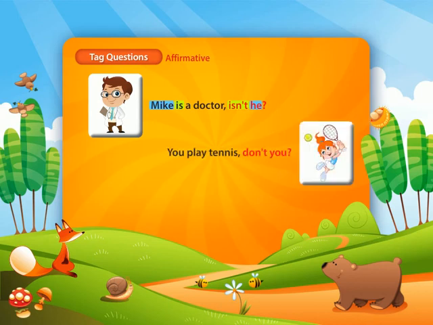Second, when the sentence has a regular verb like play, you form the tag question by putting don't or doesn't plus the subject. You play tennis, don't you?